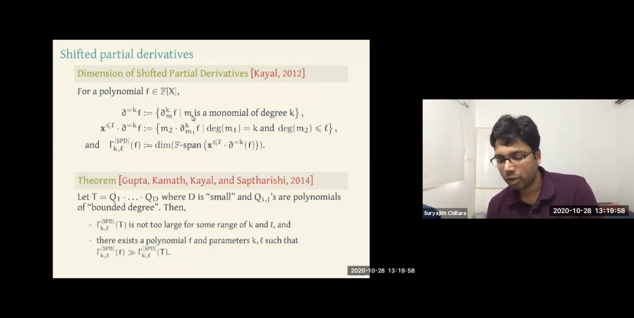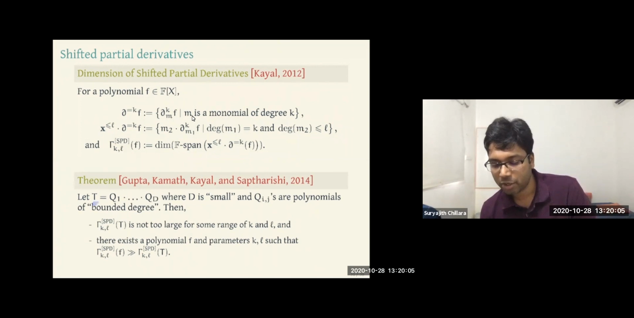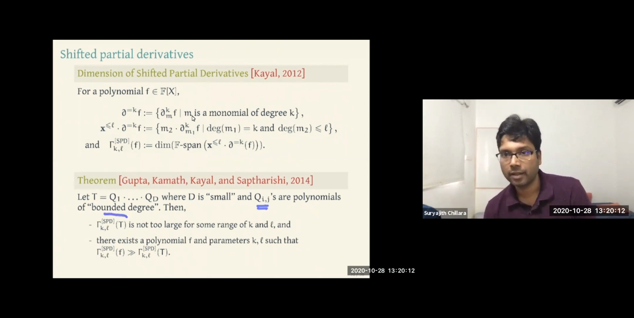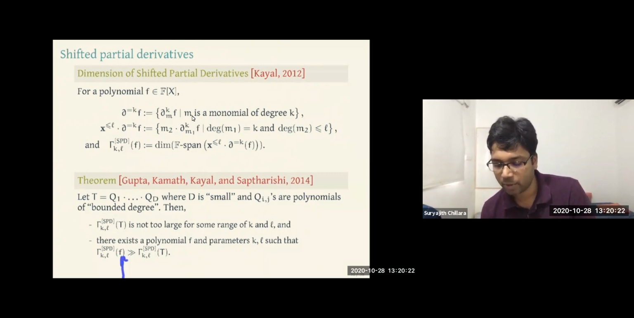So using this measure, what Gupta, Kamath, Kayal, and Saptarishi observed is this: consider a term T, which is the product of polynomials Q1 to QD. If D is small and the Qi's are polynomials of low degree, then we can get a very good bound on the measure for the product of polynomials. At the same time, they show that there exists an explicit polynomial f such that the measure for the polynomial is much larger than the measure for the term T, thus getting a lower bound as per the strategy that I've described.